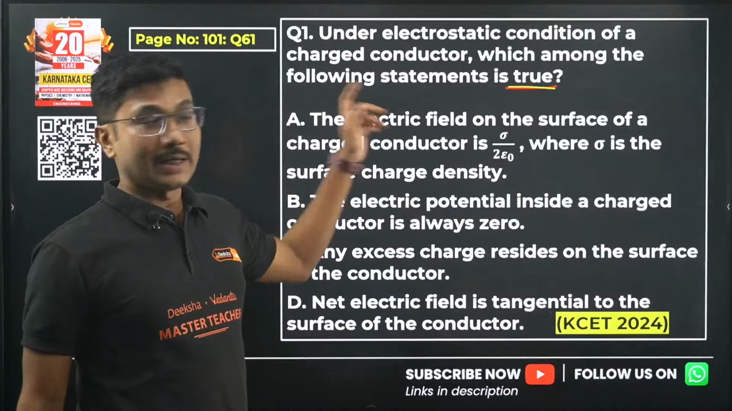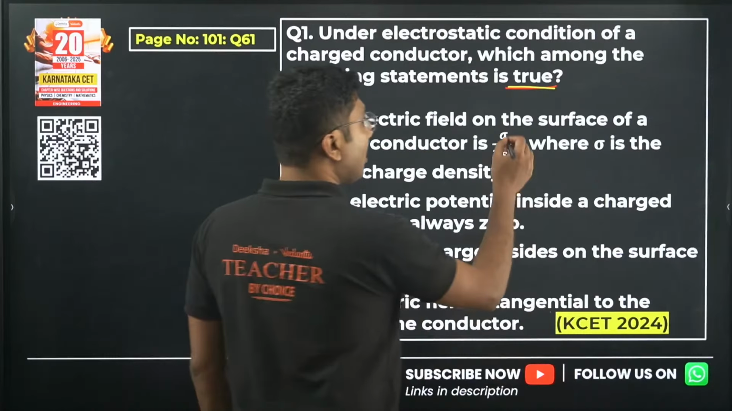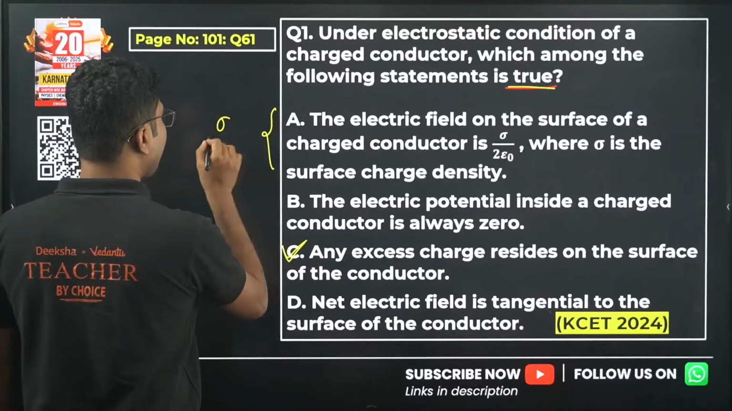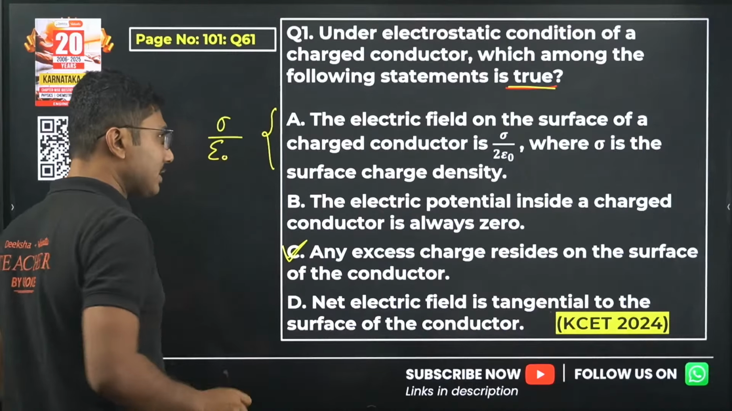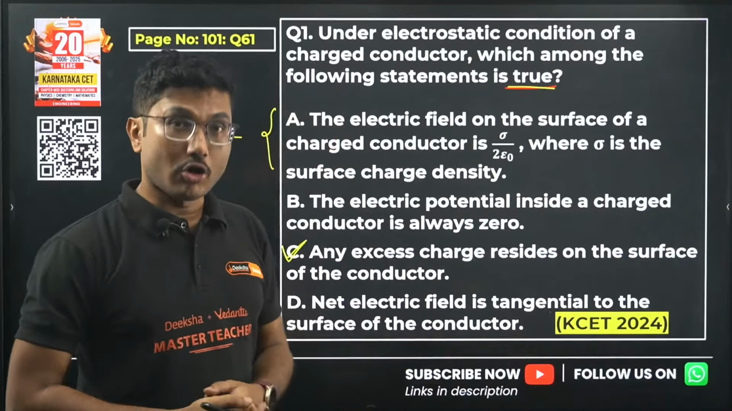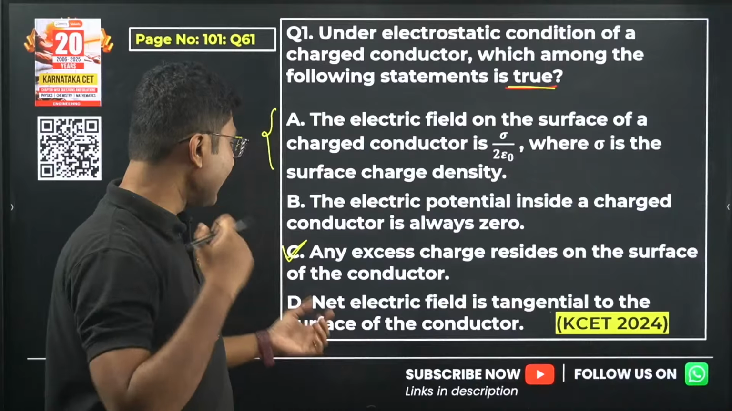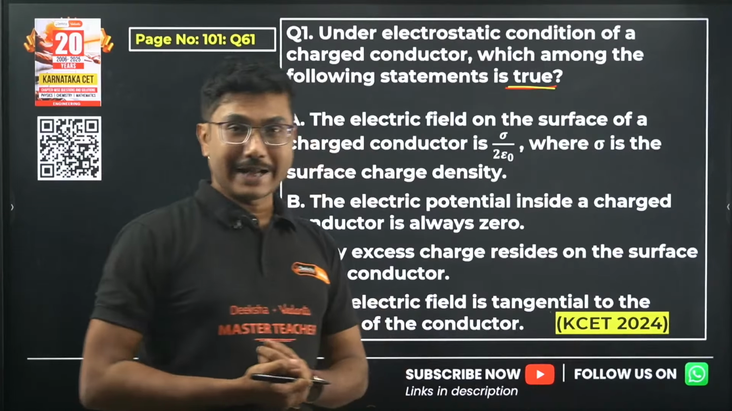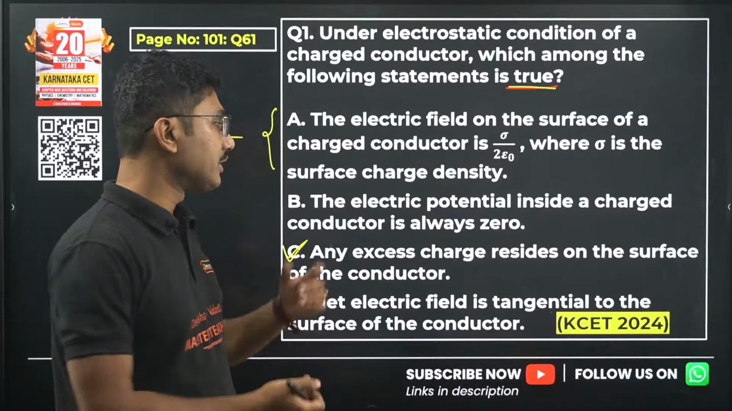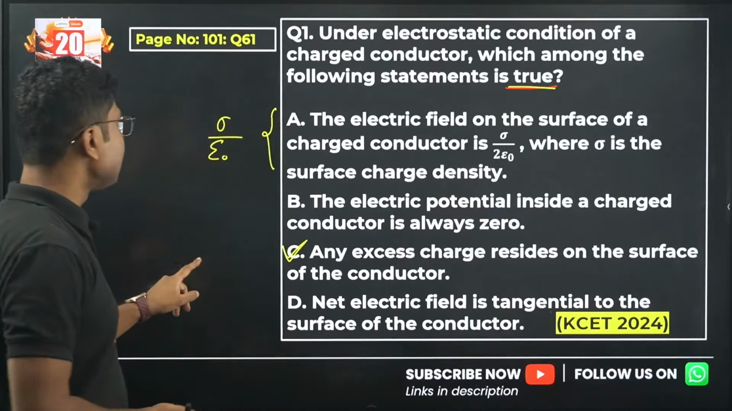Those who wonder why these statements are not correct, so first of all, the electric field on the surface of a conductor is given by sigma by epsilon naught, not sigma by 2 epsilon naught. Now electric potential inside the conductor is constant, not 0, so this is also incorrect. And net electric field is not tangential, it is perpendicular to the surface, so this is also incorrect. Only correct statement is this one.